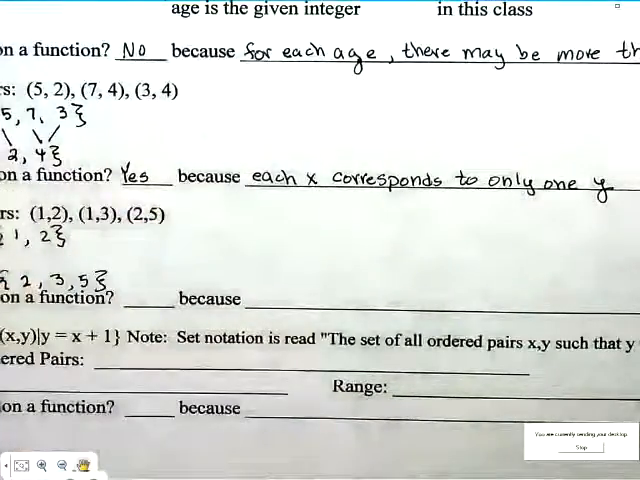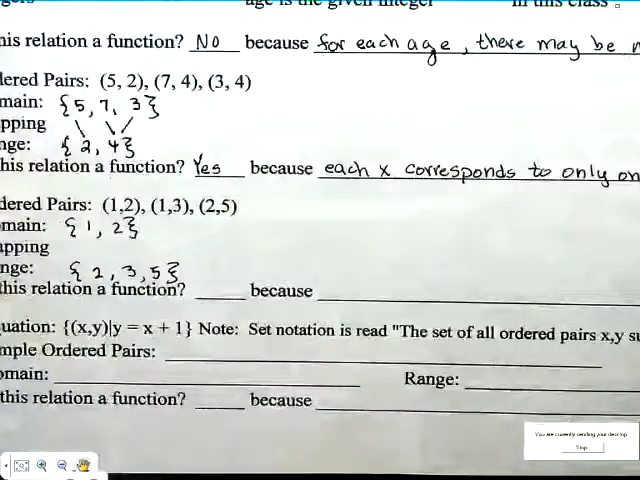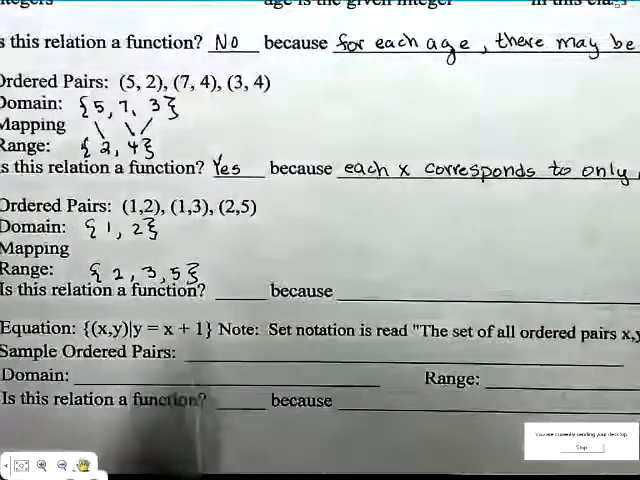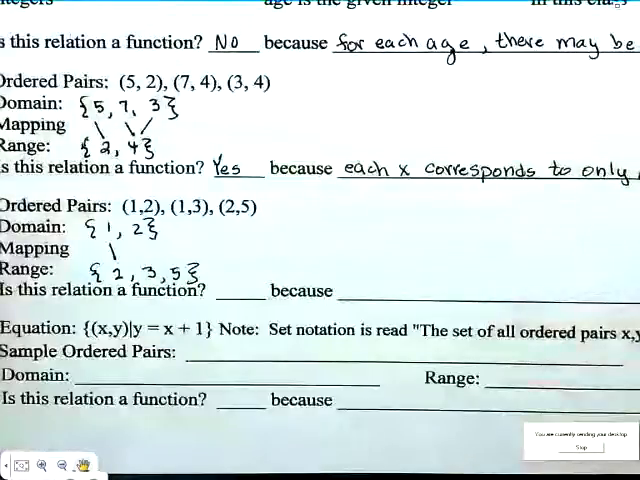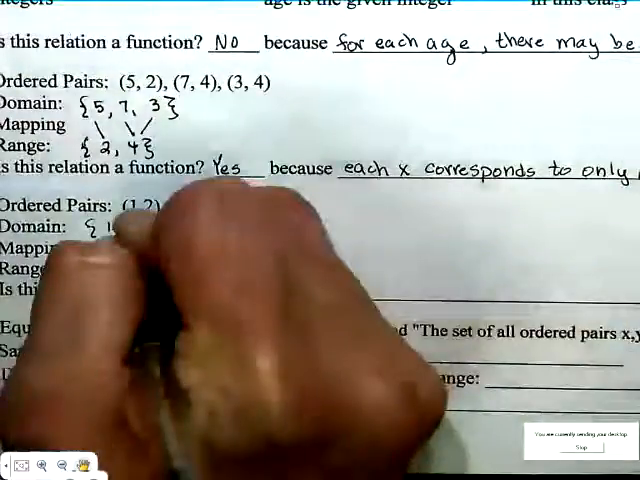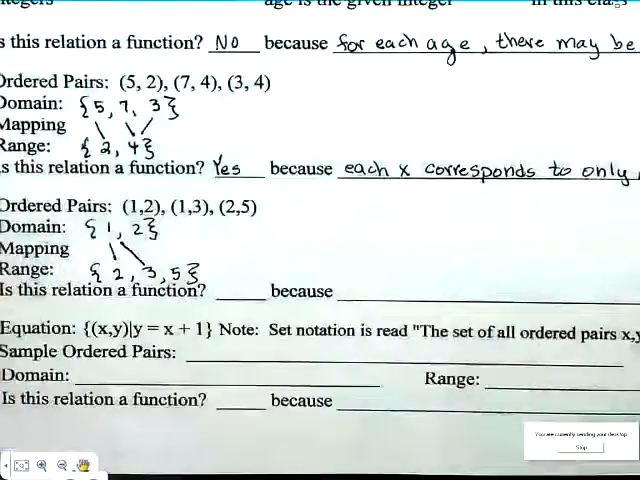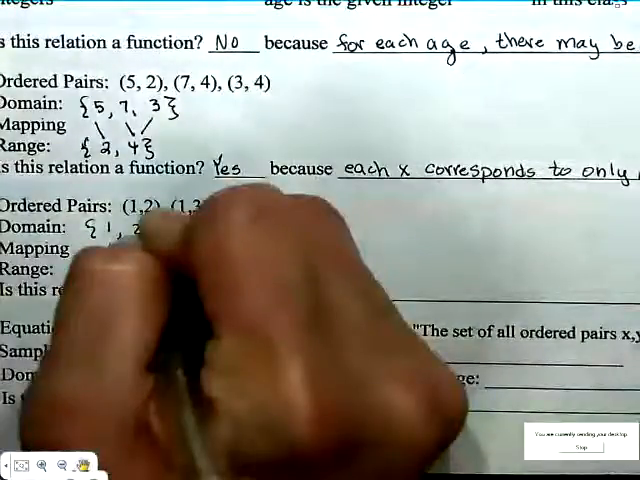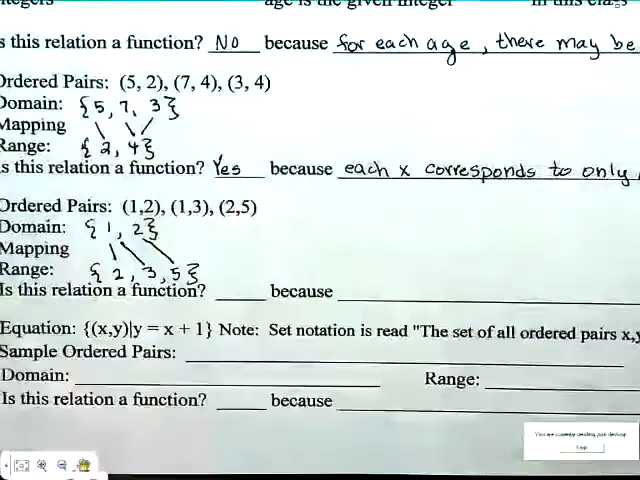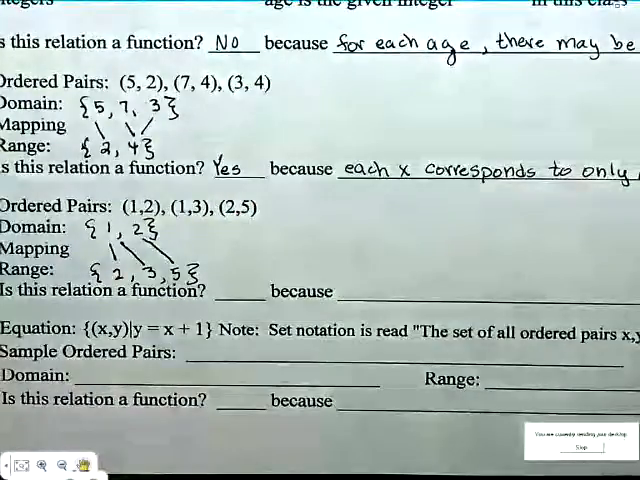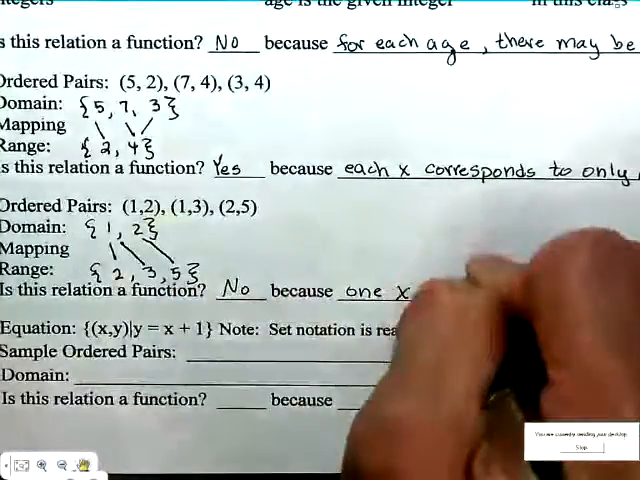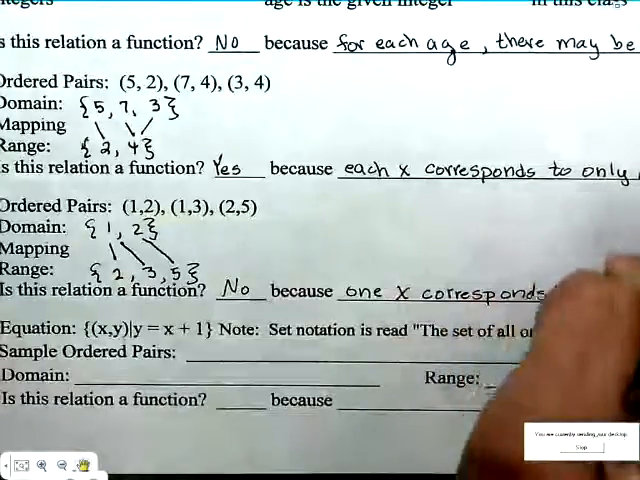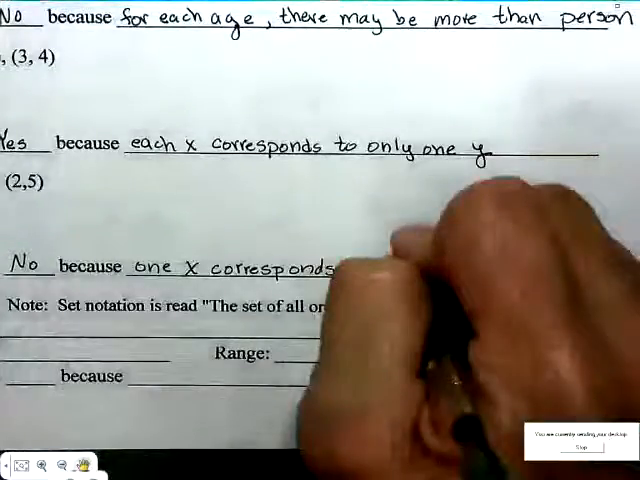By mapping, I just mean draw the correspondence from each x and its corresponding y. In the first ordered pair, 1 corresponds with 2. In the second ordered pair, 1 corresponds with 3. And in the third ordered pair, 2 corresponds to 5. Is that a function? That's definitely not a function because 1 x corresponds to 2 different y values.